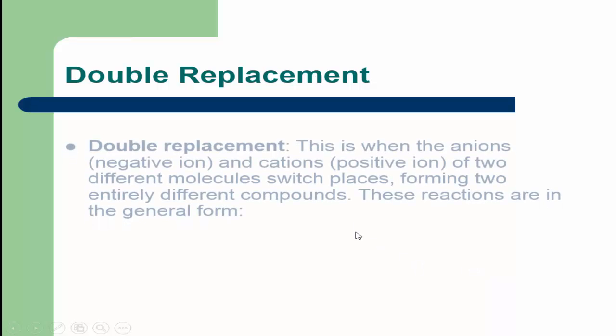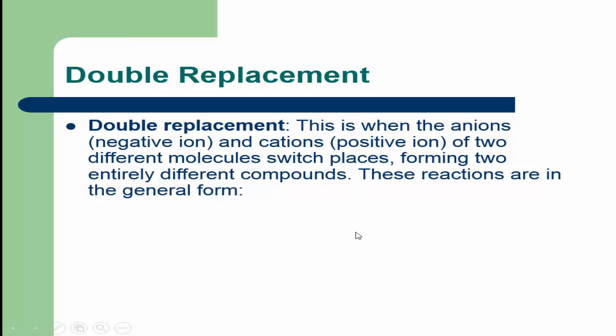Double replacement. Now this gets a little more complicated. This is when the anions, negative ion, and cations, the positive ion, of two different molecules switch places, forming two entirely different compounds. These reactions are in the general form AB plus CD.